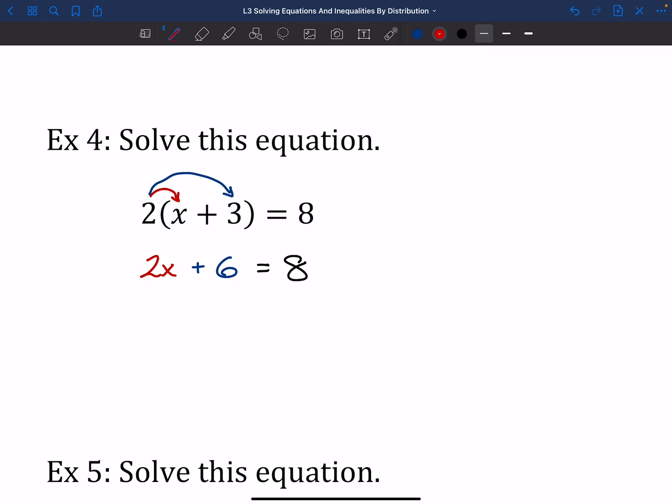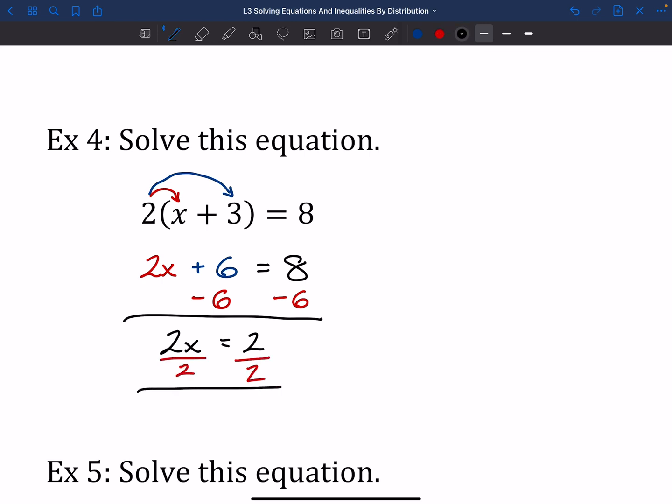So first things first, I'm going to move that 6 over to the other side by subtracting it from both sides. So we'll end up with 2x equals 2. After that, I need to get rid of that 2 that's in front of the x. So I'm going to divide by 2, just like we have been doing. So I'm going to get x equals 1. Well, bam, that's it. Hopefully that doesn't seem so bad.